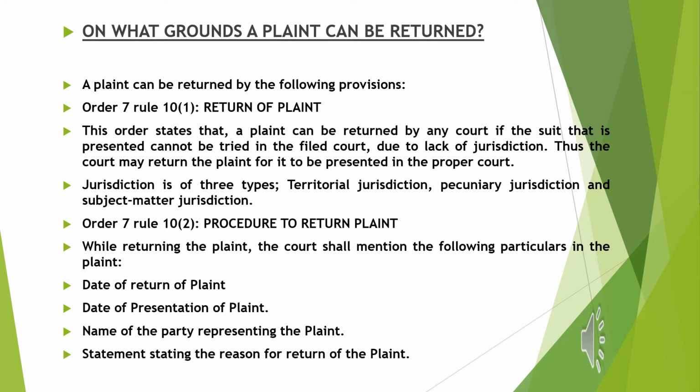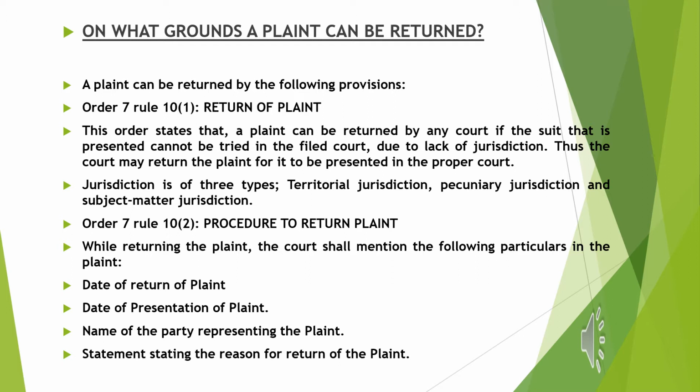On what grounds can a plaint be returned? A plaint can be returned under Order VII Rule 10 Clause 1, Return of plaint. This order states that a plaint can be returned by any court if the case presented cannot be tried in the filed court due to lack of jurisdiction. Thus, the court may return the plaint for it to be presented in the proper court.